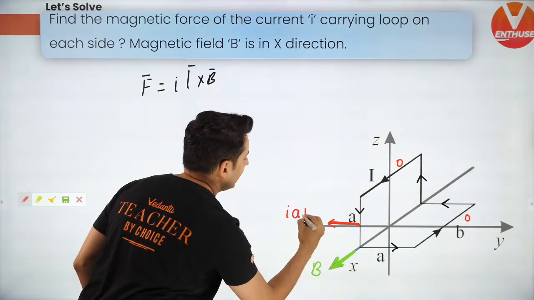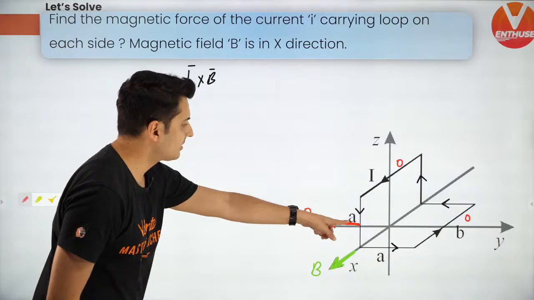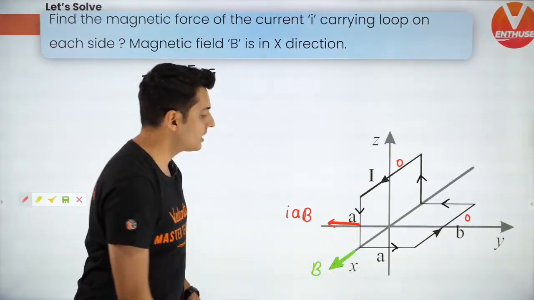Length is A and B. That's the answer for this. It goes along the minus Y direction. I hope this is clear.